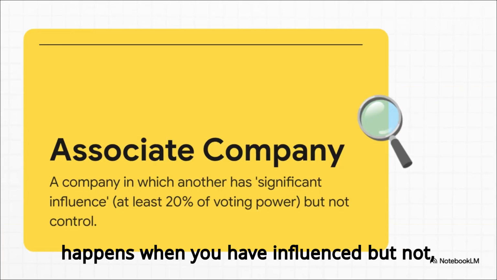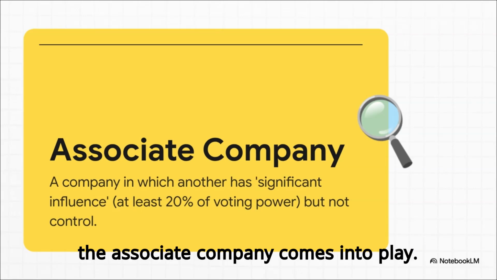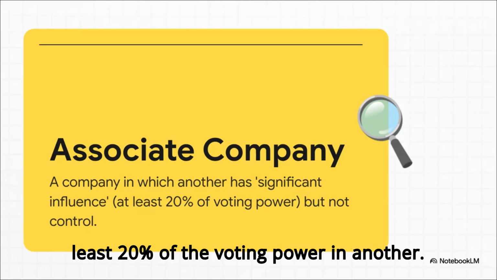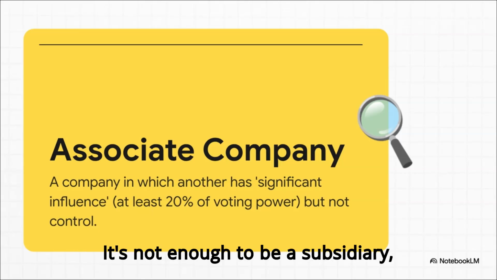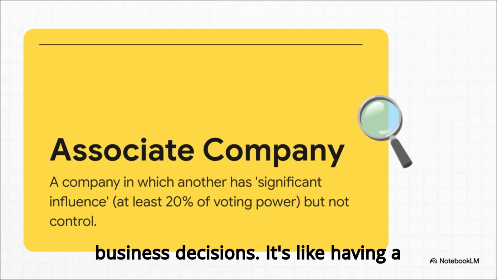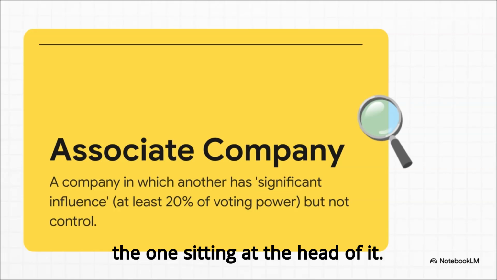So what happens when you have influence but not outright control? That's where the associate company comes into play. This happens when one company holds at least 20% of the voting power in another. It's not enough to be a subsidiary, remember, that's over 50%, but it's definitely enough to have what the law calls significant influence over business decisions. It's like having a seat at the main table, but you're not the one sitting at the head of it.